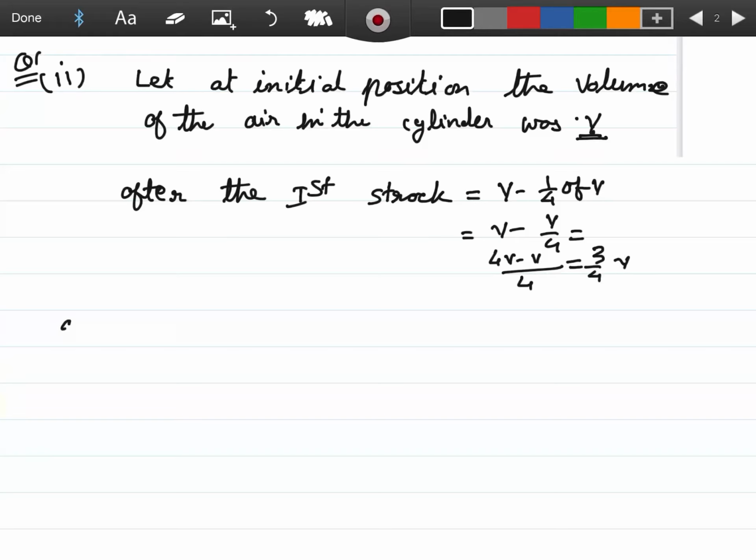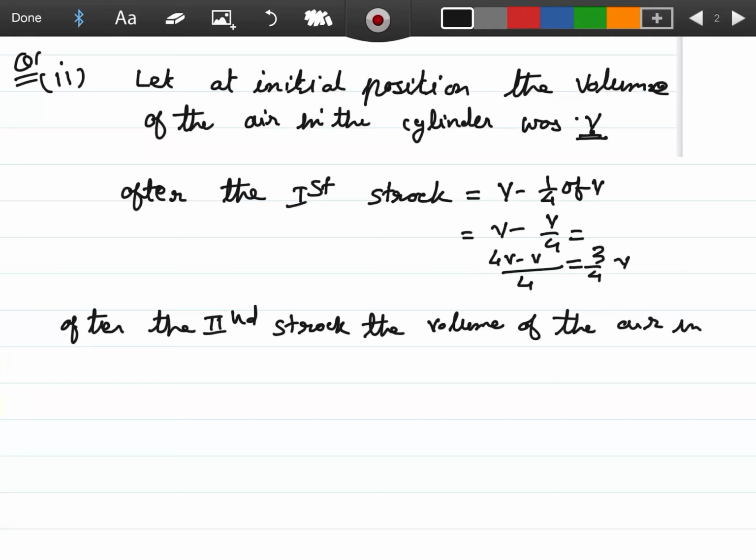After the second stroke, the volume of the air in the cylinder is equal to the remaining volume after the first stroke, which was 3/4 V. Now from this volume, again 1/4 of this volume will be removed. Then 1/4 of 3/4 V will be removed.